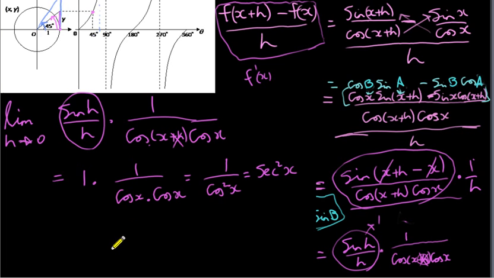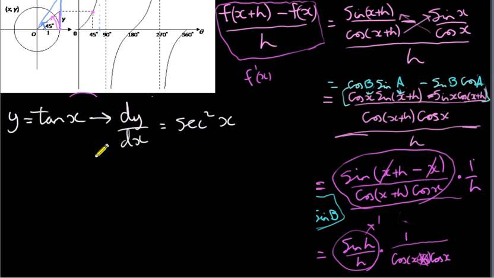Now 1 over cos x is sometimes written as sec x. So we have 1 over cos x times 1 over cos x here. So we have sec x times sec x, or sec squared x. So this is the derivative of tan x.